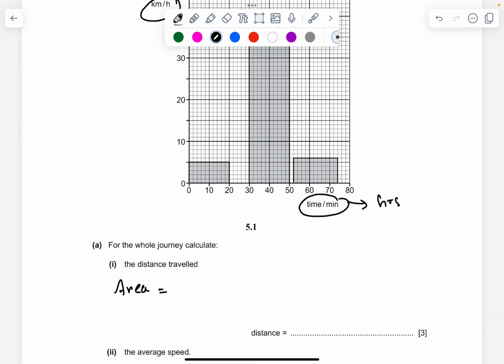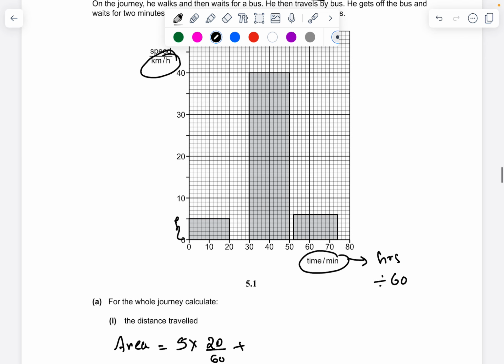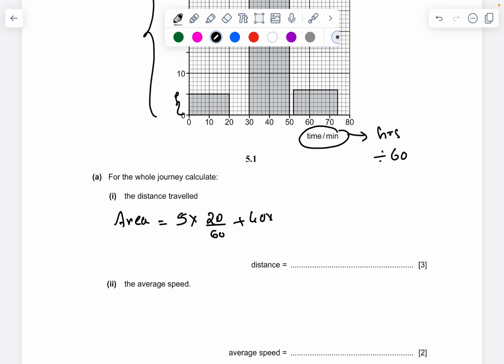How do I convert into hours? By dividing by 60. So the length is going to be 5, 5 times the distance 20 divided by 60, plus the next length is 40, and again the distance is 20 divided by 60, plus next it is 22, then the height is 6 times the distance 22 divided by 60. Simplify all this, and you should be getting 17 kilometers.